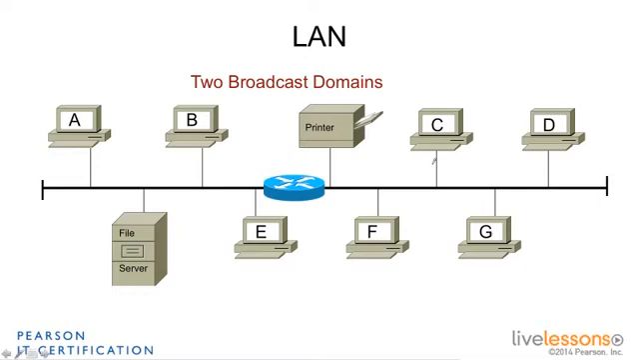So if station C decides to send a broadcast, those frames will be sent out to all the other stations on the right side of this network to process. But as those packets travel towards the router, when it hits the router, that information will be dropped. It won't travel any further to stations A, B, or E.